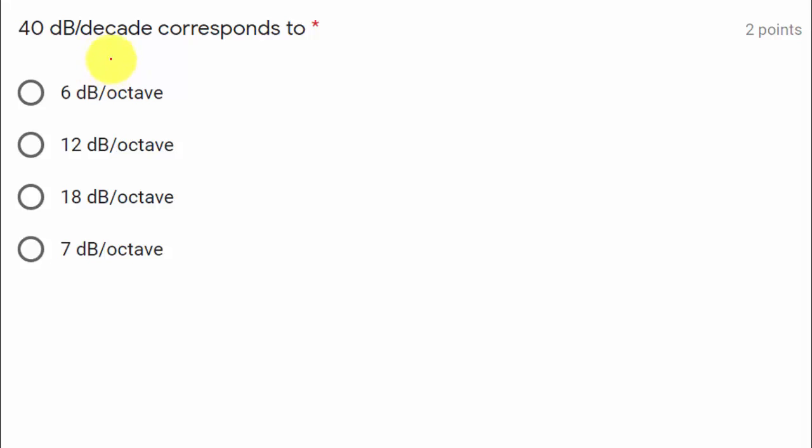Moving on to the next question, what does 40 dB per decade correspond to? We know that 20 dB per decade corresponds to 6 dB per octave. Conversion techniques you should know. Similarly, 40 dB per decade corresponds to 12 dB per octave. So the corresponding option is option B.